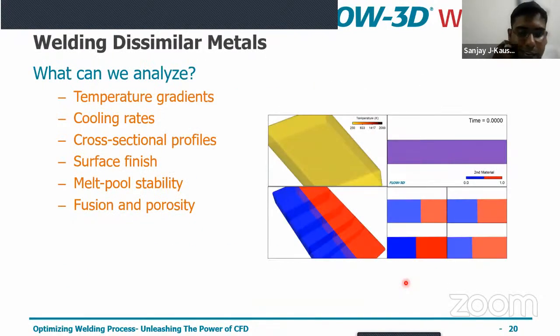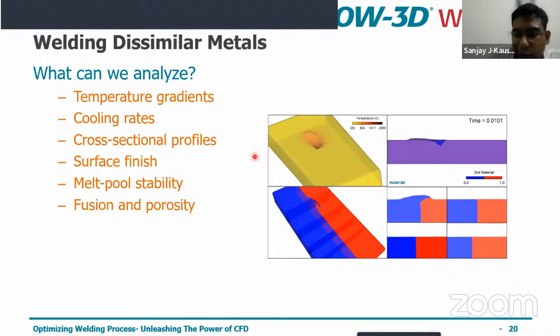So while welding dissimilar metals, what do you get out of it? As I mentioned, it is very important for us to know what we want before we do the simulation. What do we need from the simulation? What kind of results do I want out of it? So here you can see we have two dissimilar metals such as aluminum and copper.